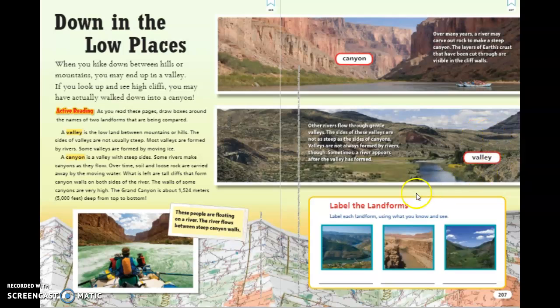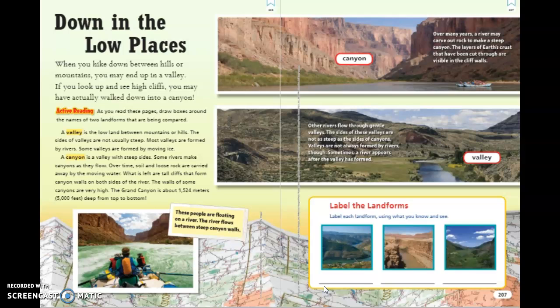Here's our next activity. You need to label the landforms. So you need to label each landform using what you know and see. You need to label these either valley or canyon. Pause the video and label those pictures.